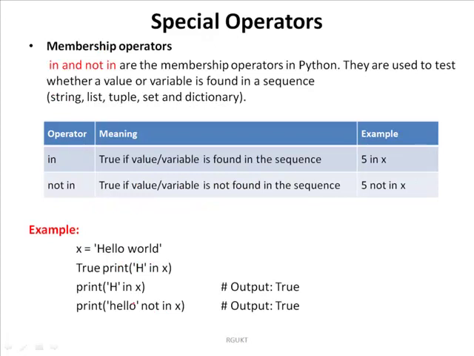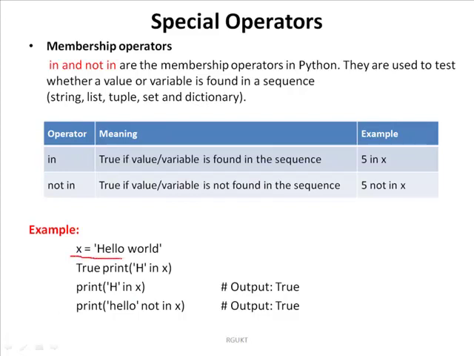Membership operators, in and not in. In and not in are the membership operators in Python. They are used to test whether a value or a variable is found in a sequence. Sequence means here either a list, tuple, set or dictionary. Anything which arranges the elements sequentially, we can call it a sequence. So let us check by using a simple example for the membership operators in and not in.